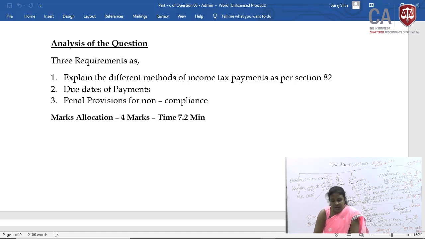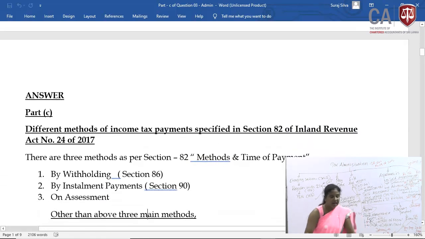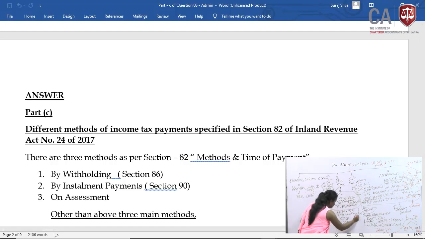Third one, penal provision for non-compliance. How many marks for all these 3? 4 marks. Time 7.2 minutes. Now see, it is asking methods of payment. We are having 3 basic methods and 1 specific method of payment. I will explain that one by one.